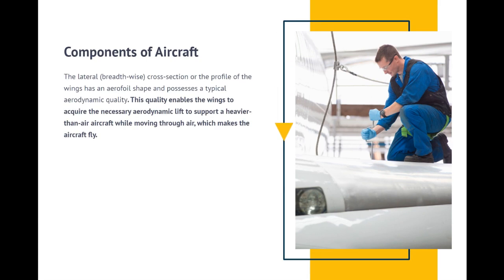The lateral, breadth-wise, cross-section or the profile of the wings has an aerofoil shape and possesses a typical aerodynamic quality. This quality enables the wings to acquire the necessary aerodynamic lift to support a heavier-than-air aircraft while moving through air, which makes the aircraft fly.